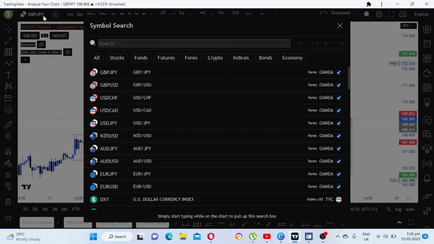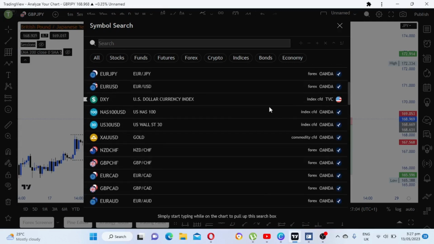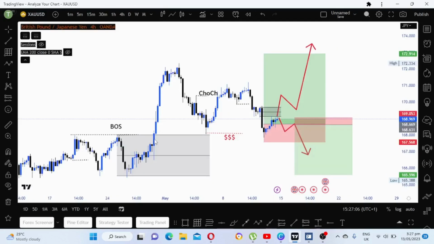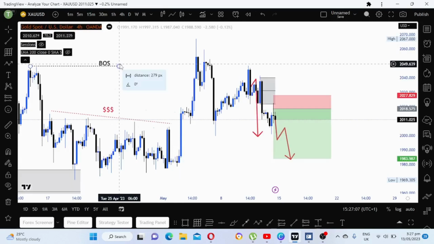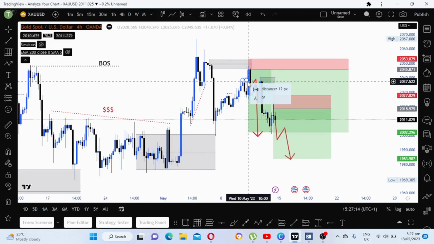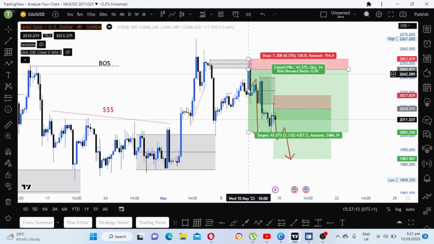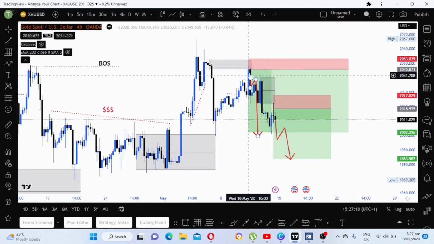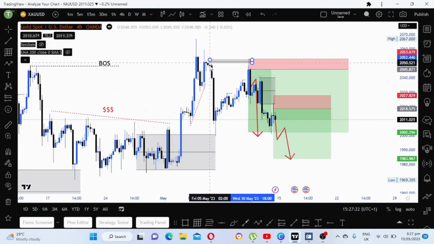So now let's look at gold. Gold is my favorite pair, guys. I trade this gold. As you can see, the other week I was taken out of the trade by CPI. This move was caused by CPI, and I entered this supply zone, which is here. That is where I entered the other day. So I'm still holding this sell.